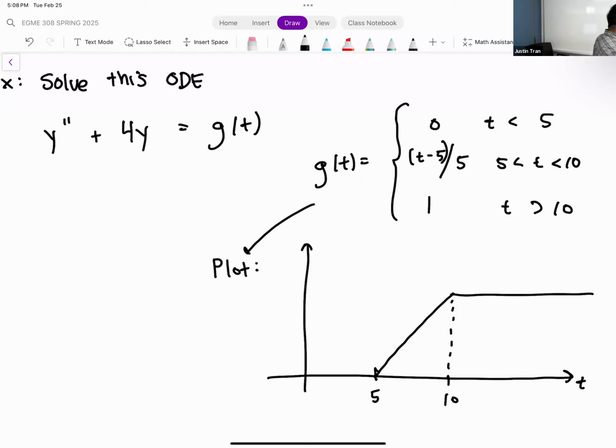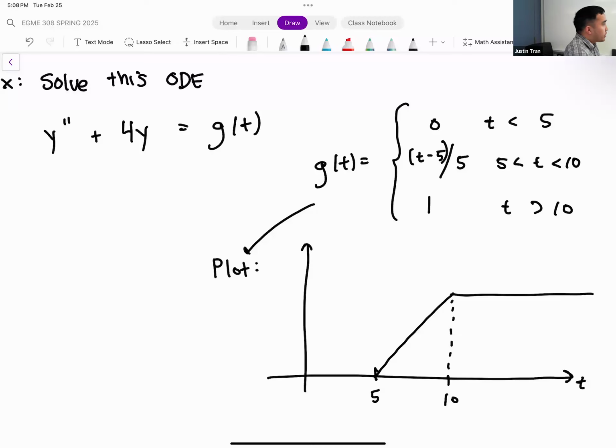This function is quite common in engineering practice. It represents a situation where your forcing ramps up slowly with time. This is the case for a lot of mechanical systems and electrical systems, where it takes a bit of time to reach full power. And this equation and this function help to model that behavior.